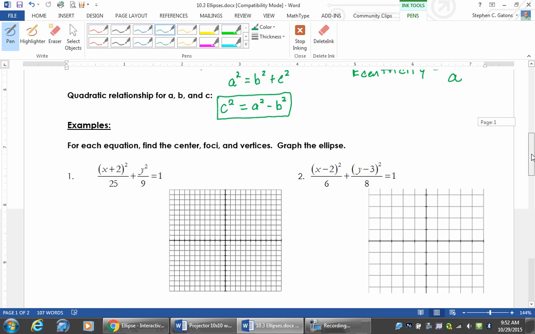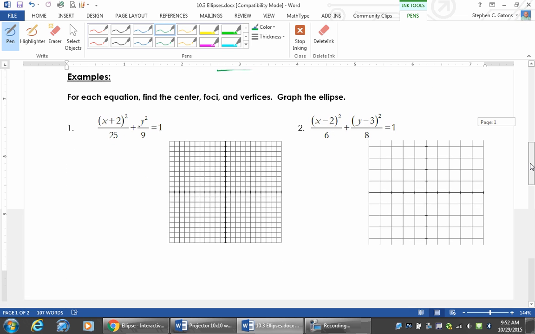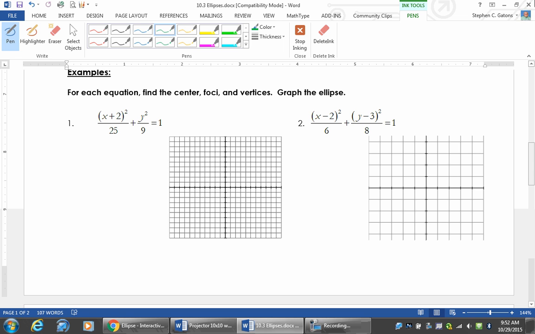Here's how you actually use it. Now these first two are in standard form, so we're going to pull the information out, and I'm going to show you how to use it to graph. And then on the back, I think there's 2 more that are not in standard form, and we'll do those all the way through. So here we go. This is in standard form.